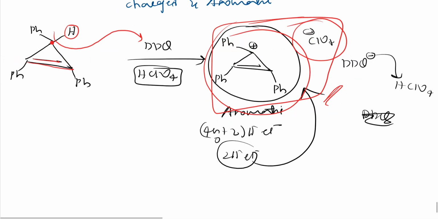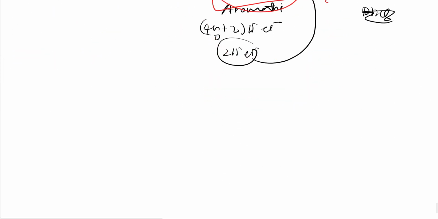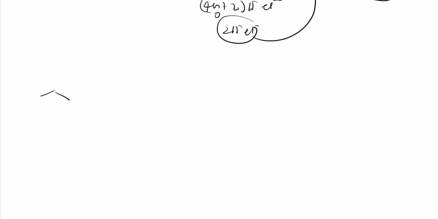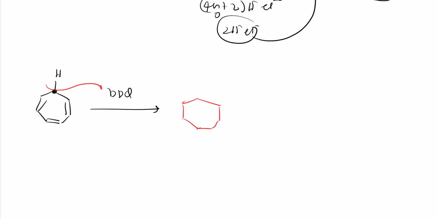So this example, I hope you understood it, right? Similarly, if I take this 7-membered ring, see here, right? So 7-membered ring. Here I have hydrogen. So this is my allylic carbon having hydrogen. So if I add DDQ, what will it do? It will take this hydride first. So I'll get this product. So positive charge here like this I'll get, right?